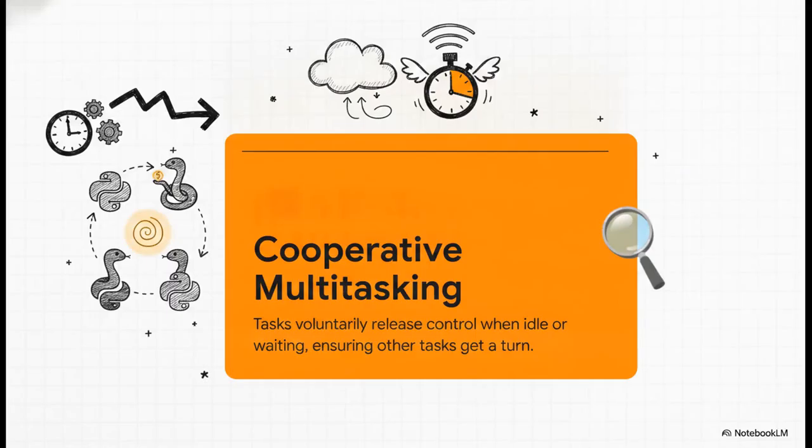Here is the absolute key definition you need to remember. Cooperative multitasking is a style of execution where your code voluntarily releases control whenever it hits an idle period or a wait time. So instead of the operating system forcefully switching between threads or processes behind the scenes, your asynchronous Python script literally hands control back to a central manager the exact millisecond it realizes it has to wait for a network delay.